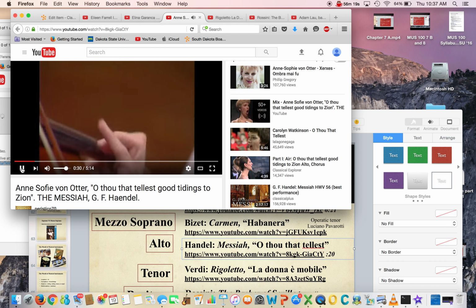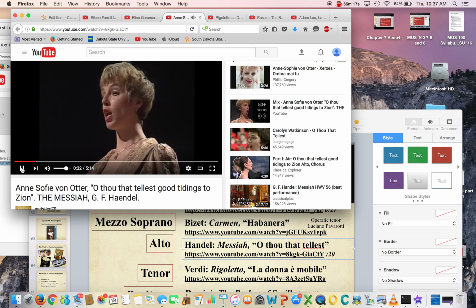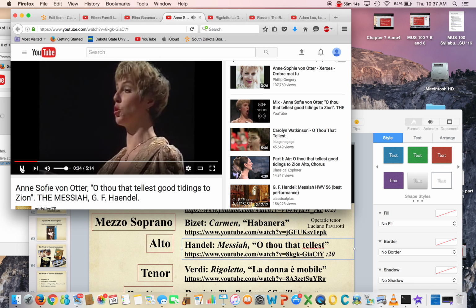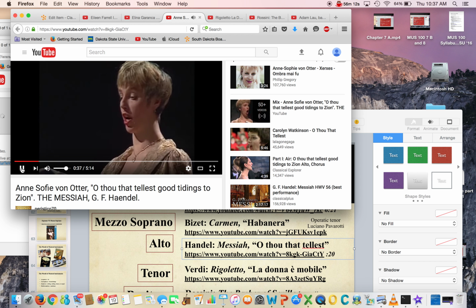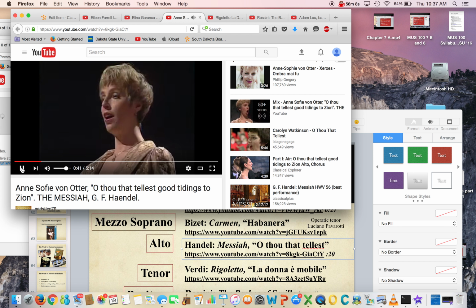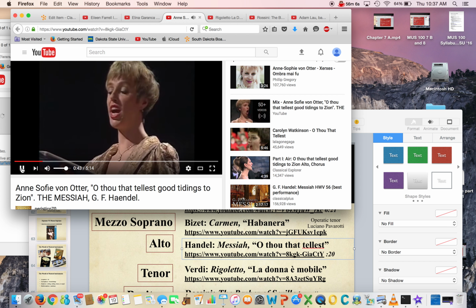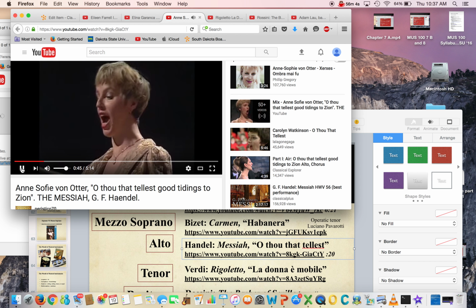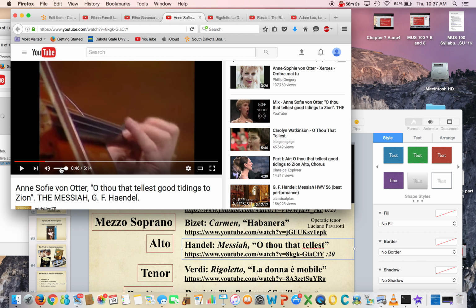She also sings about Zion, so you could write down that this is sacred. Zion is associated with the Christian religion. Okay, that is the alto voice.